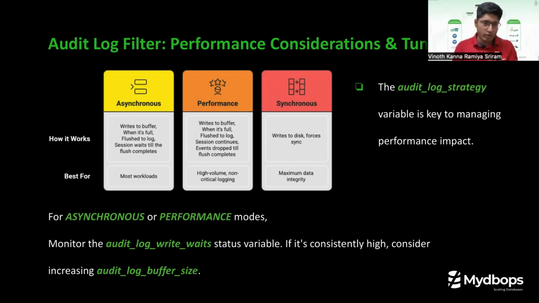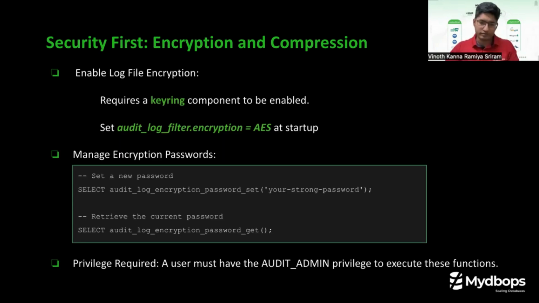The recommended mode is asynchronous mode, because we don't lose events that are happening on the database. So how do we tune that? We have status variables exposed by the audit log filter. If audit_log_write_waits is consistently high, then we can look into increasing the audit_log_buffer_size. The default size is small and it is quick enough to flush to the disk. So in 90% of the cases, the default value would suffice.